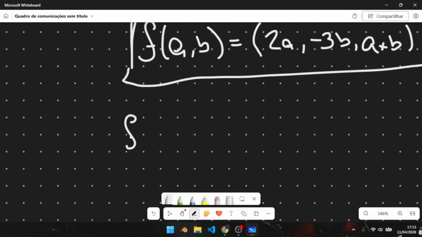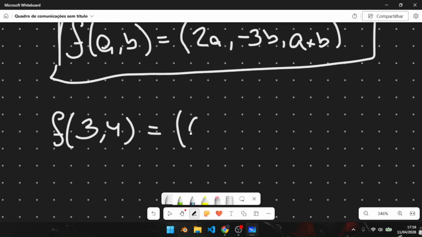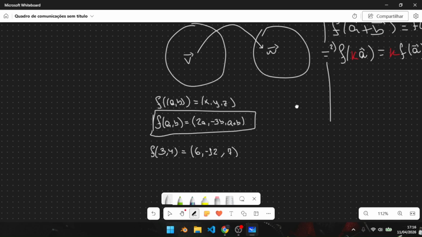So for example, if we had the transformation of (3, 4) following that rule, which I literally just came up with, it is going to be 2 times 3, which is 6, minus 3 times B, which is minus 12, and then A plus B, which is 7 in our case, which is 3 plus 4 is 7. So we transformed a vector in the two-dimensional space into a vector in the three-dimensional space. That's essentially what linear transformations are.